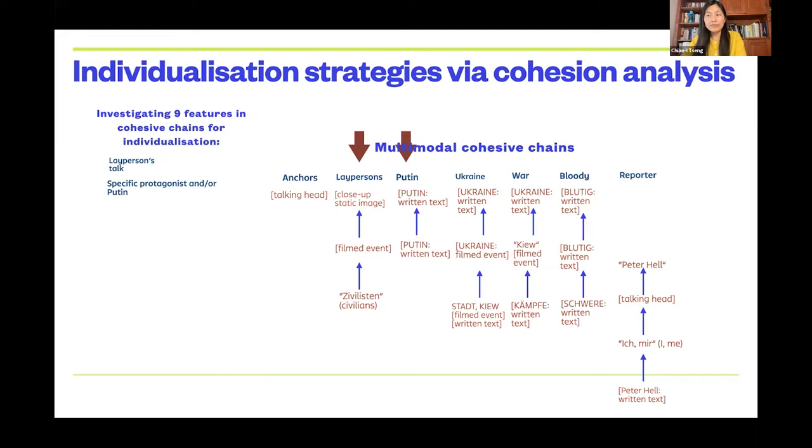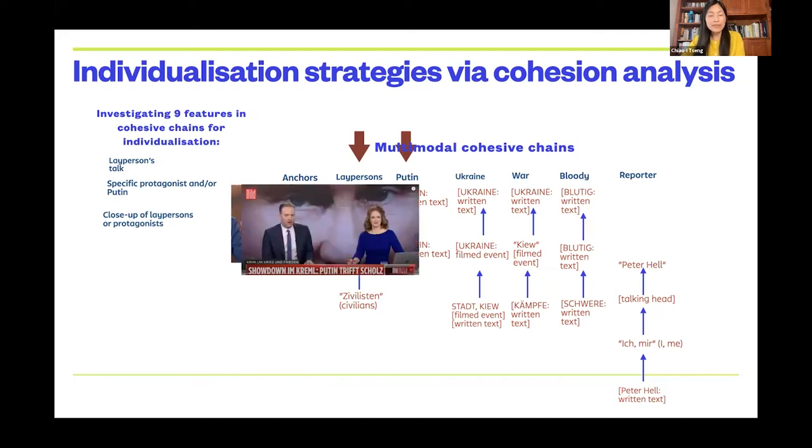And here, because in these 3 months Putin is always the protagonist, we give Putin a special category to track. And we also track whether there is a specific mode, close-up images of laypersons and protagonists. Like BTV very often puts Putin in an extremely close shot to create some scary effect. This kind of close-up of Putin very often shows up in BTV.